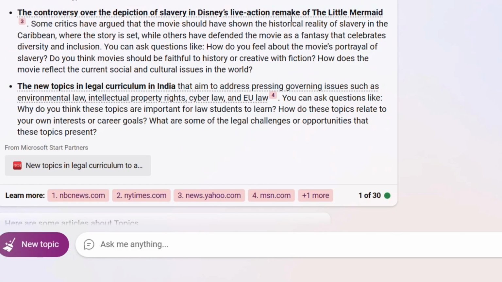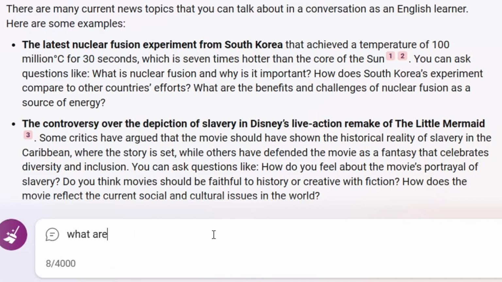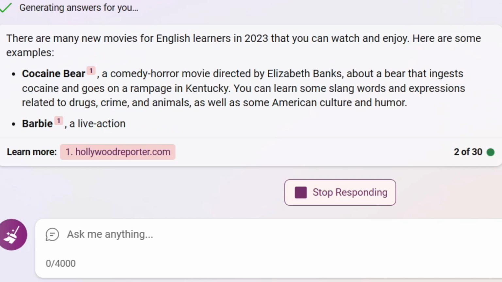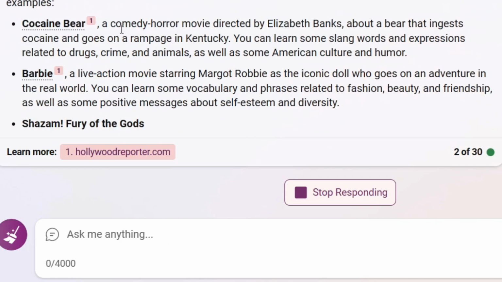So these are current news topics that you can use. Controversy in Disney's live action of The Little Mermaid. New topics in legal curriculum in India. Because Bing is connected to the internet, you can use it to help you. What are some new movies for English learners in 2023? So it gives you some movies, and it also gives a short summary of the movie.